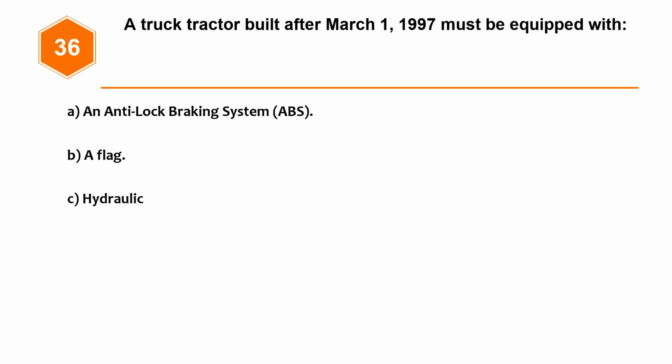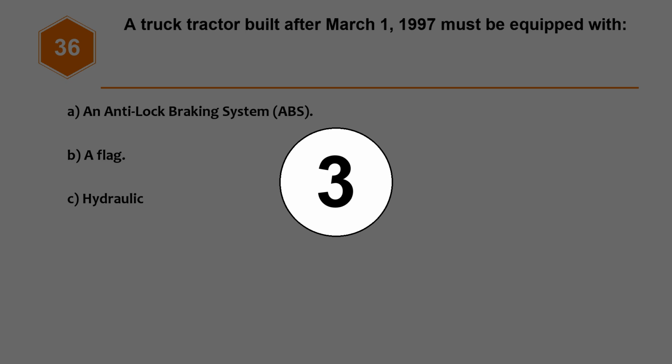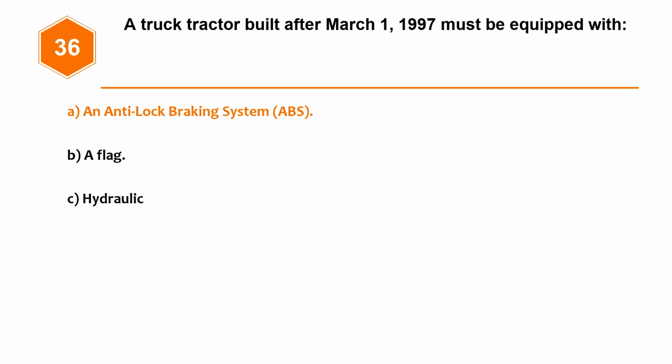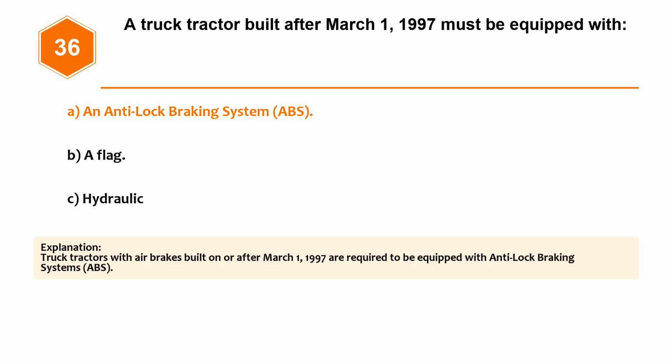Question 36. A truck tractor built after March 1, 1997 must be equipped with Option A, an anti-lock braking system, ABS. Option B, a flag. Option C, hydraulic. The correct answer is option A, an anti-lock braking system, ABS. Explanation. Truck tractors with air brakes built on or after March 1, 1997 are required to be equipped with anti-lock braking systems, ABS.